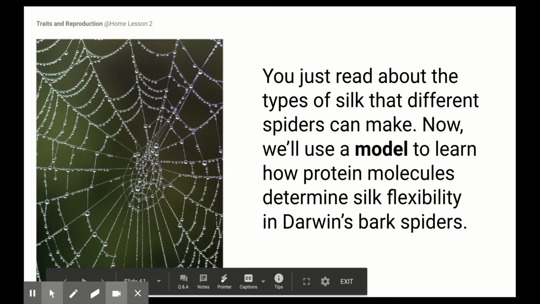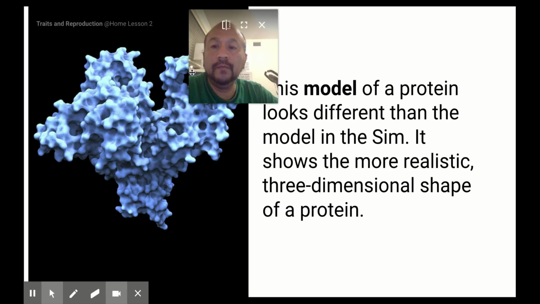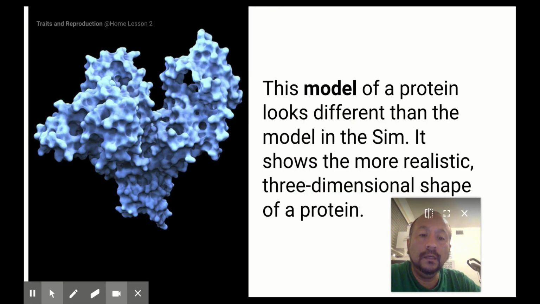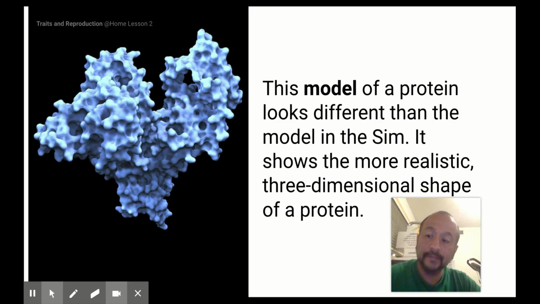Whoa, and I just missed a very interesting, yeah, this is the model of a protein. This is what a real protein molecule looks like inside the body of a spider. It doesn't look like this. It looks like that.